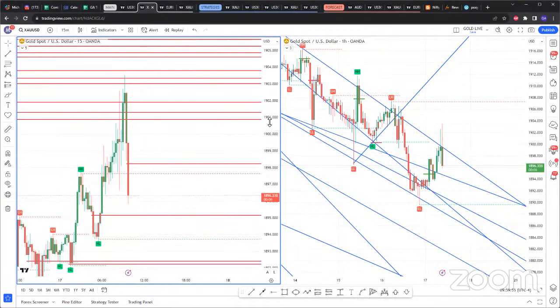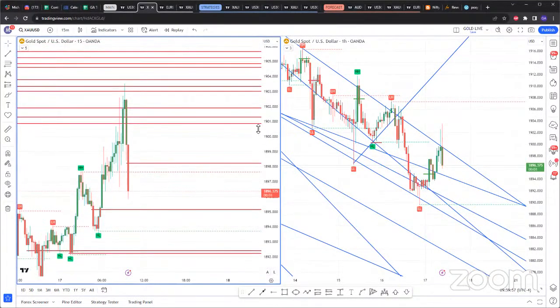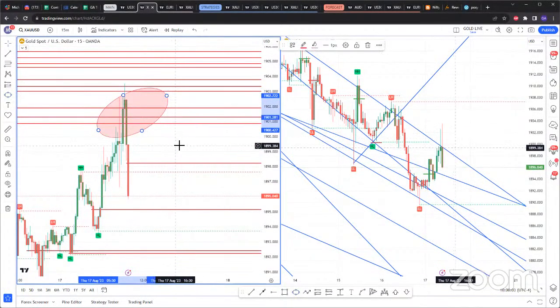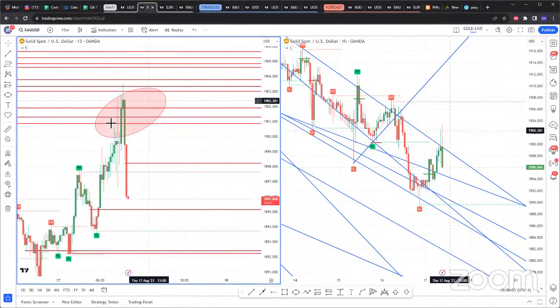It broke out, then it broke back under and closed under on the 15 minute. So I'm pretty confident that it's gonna drop, but it's way past the trend line for me now. So I'm not gonna mess with it. Yeah, gold is definitely selling.